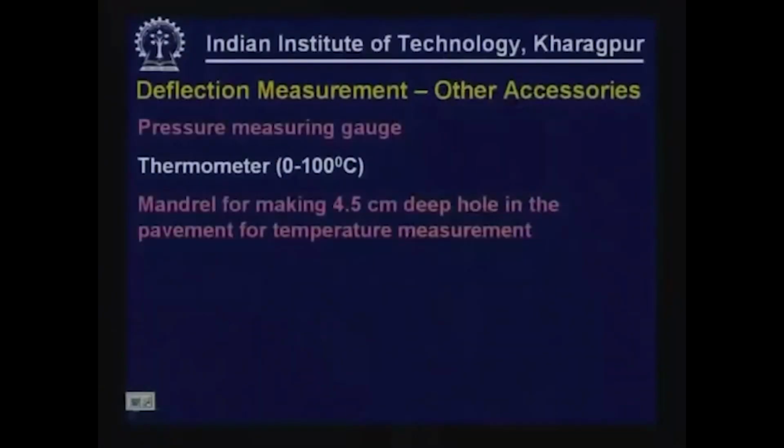We also need a small mandrel, using which we can drill a hole into the pavement, and into the hole we can put some glycerol, and then put the thermometer in to measure the temperature. So, we have to have all these elements to make a small hole, 4.5 centimeter deep, put glycerol and then put the thermometer there. We should be able to measure the temperature of the pavement periodically.